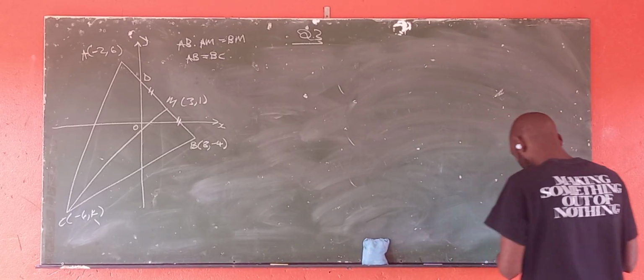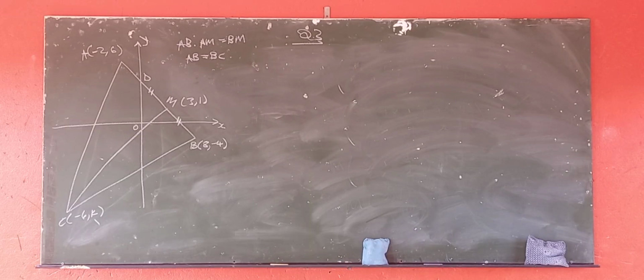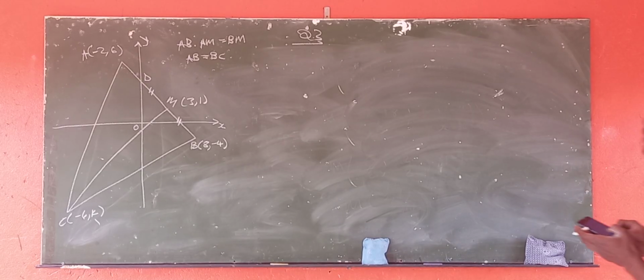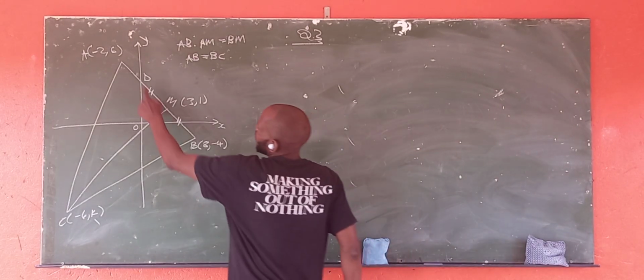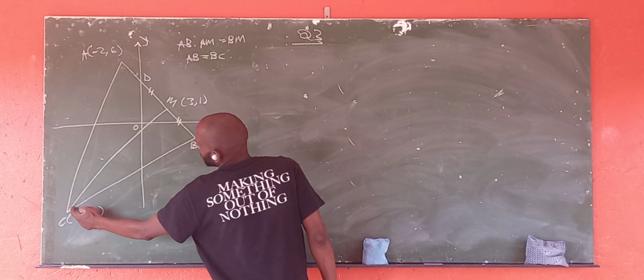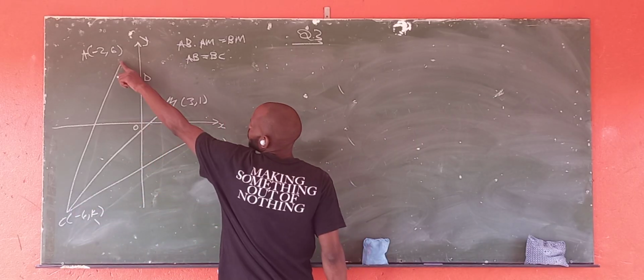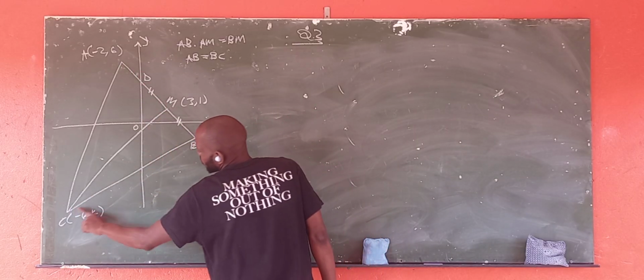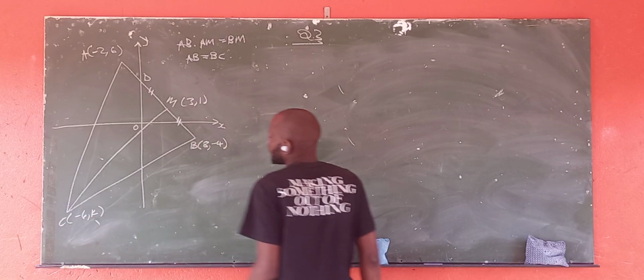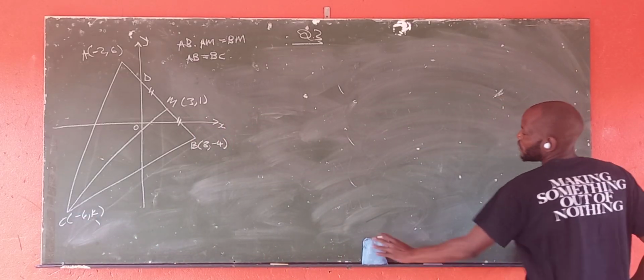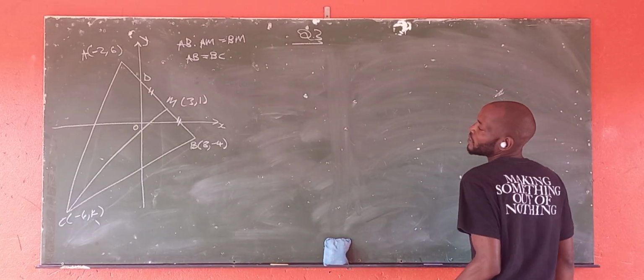The next question: we must determine the value of k. But we also know that AB is equal to BC. So this line here is equal to this line. If we can calculate the distance of this line, it's equal to the distance of this line, and the only unknown would be k. So we definitely use the distance formula.